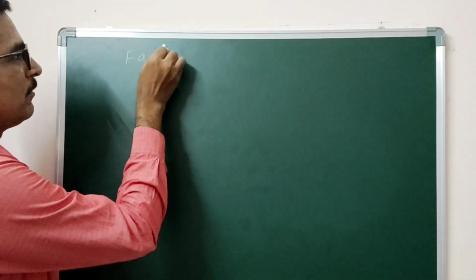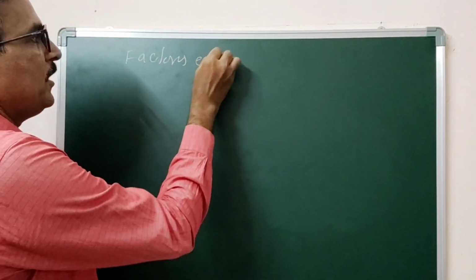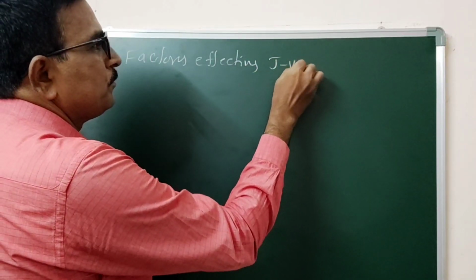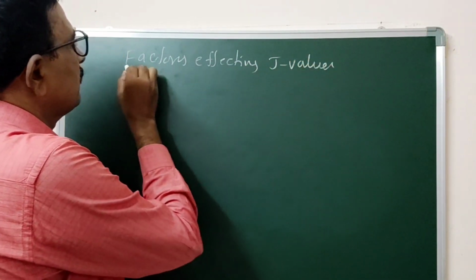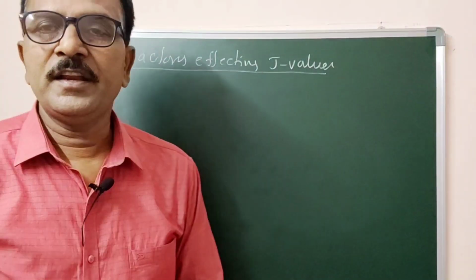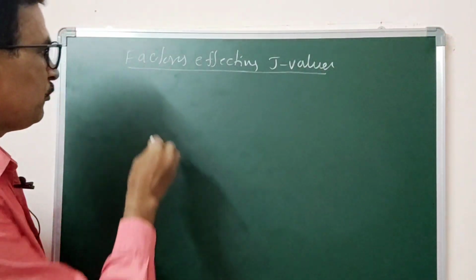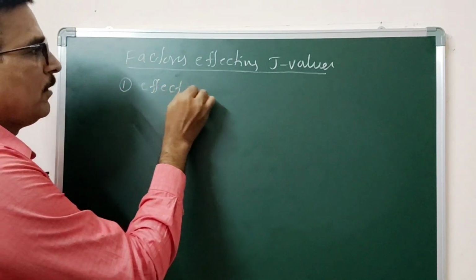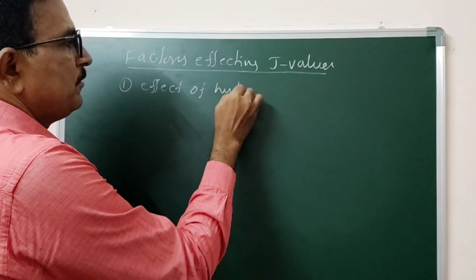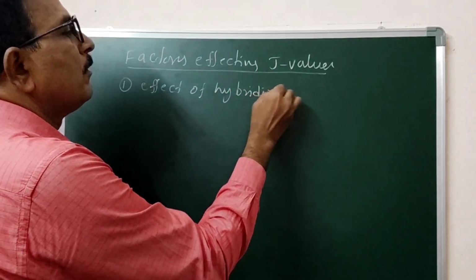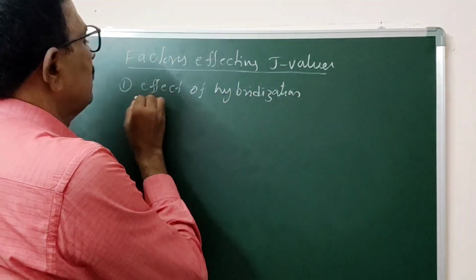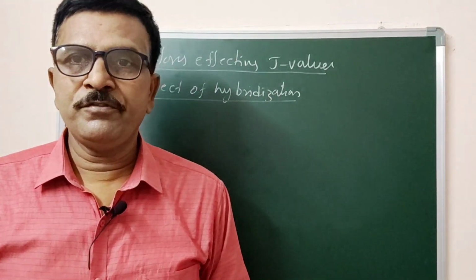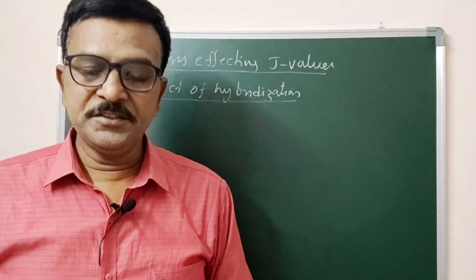Factors affecting J value. The first and prime factor is the effect of hybridization. There are two factors included in the syllabus. The first factor is the effect of hybridization.